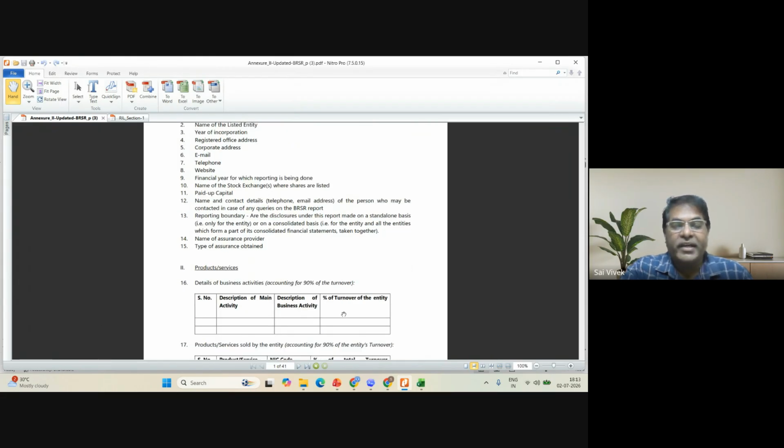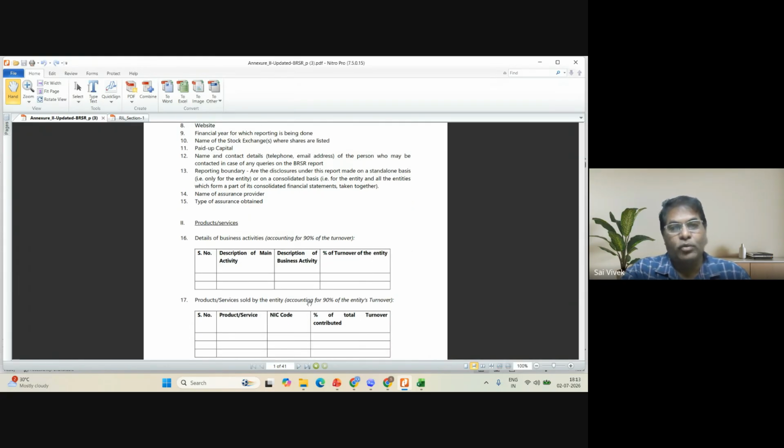And the 16th one is details of business activities. Name of the activity, description of the activity, turnover, percentage turnover of the entity of this. Products or services sold by the entity. Oil and natural gas, it is oil. If it is domestic products, domestic products. Textiles, clothes and ready-made products. Such things are provided here.